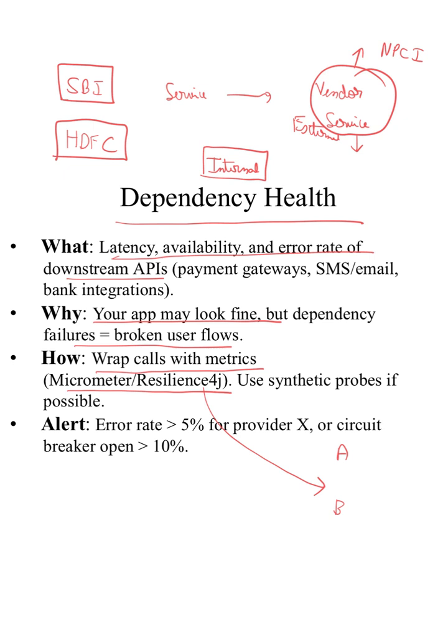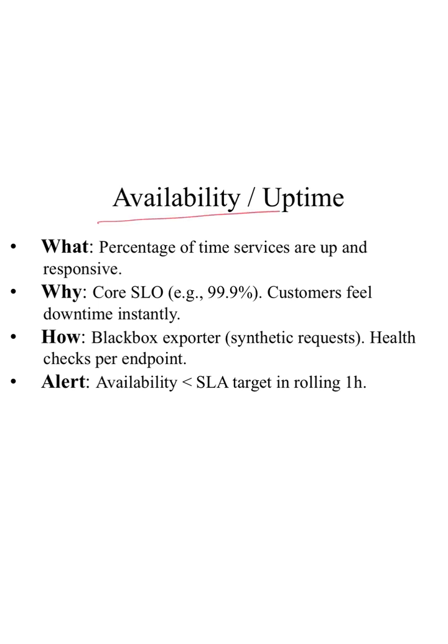Also, you can set alerts, for example if the error rate is greater than 5% for provider X, or if the circuit breaker is open for more than 10%, you should get an alert. Circuit breaker means if one type of request is failing, then the circuit is open and the requests are redirected to another system.